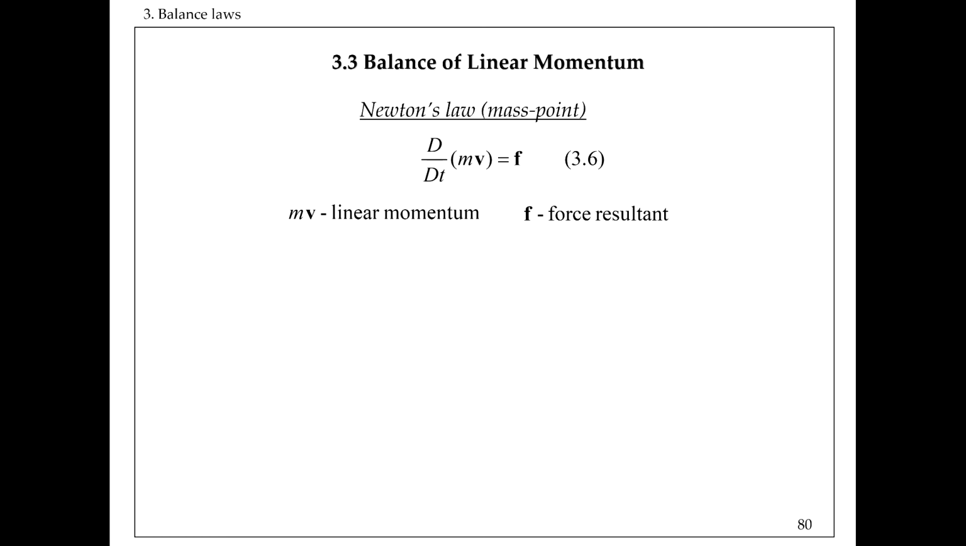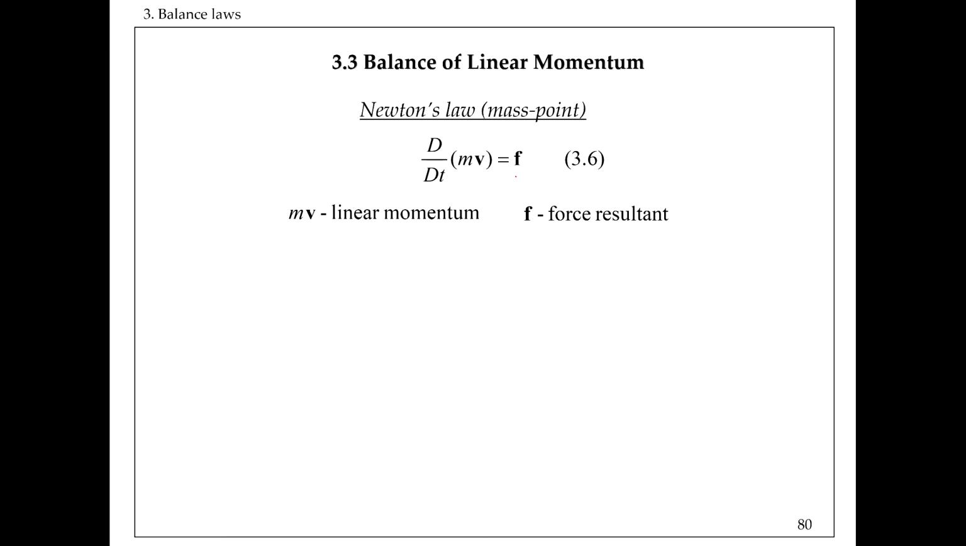And so more precisely here, mv: m is the mass and v is the velocity, and the product basically gives us the linear momentum. Again, the force is the resultant force, which can be many forces that act on that mass point. The resultant we'll call F, and that will change our linear momentum.